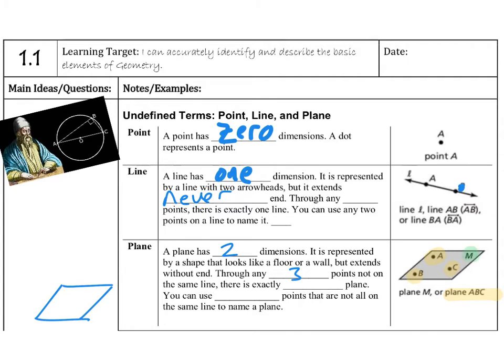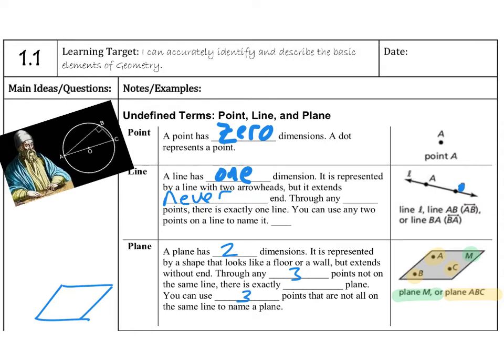Another way to name it, because this M right there is written, notice there's no dot next to the M, we're going to call that plane M. So sometimes we like to name a plane with a single letter without a dot, and sometimes we use points on them to name them, all right?